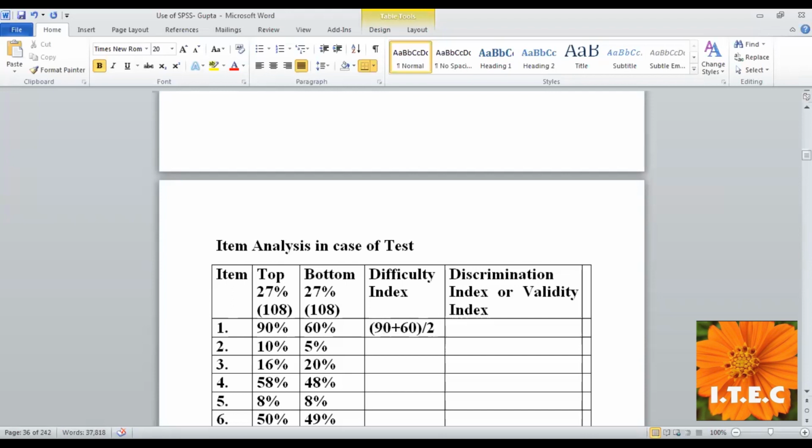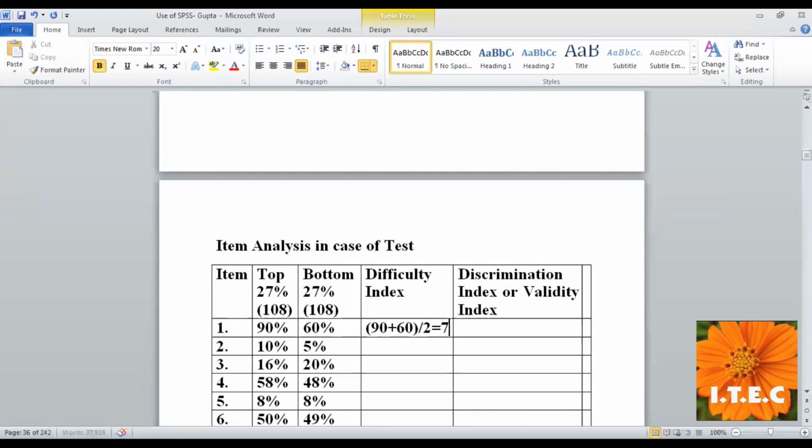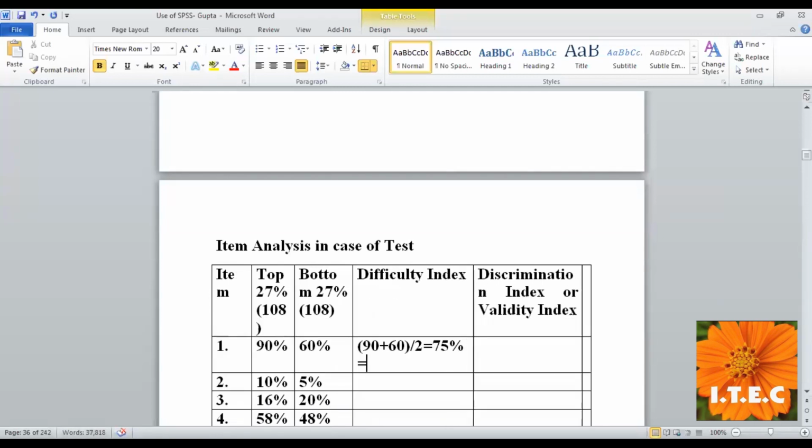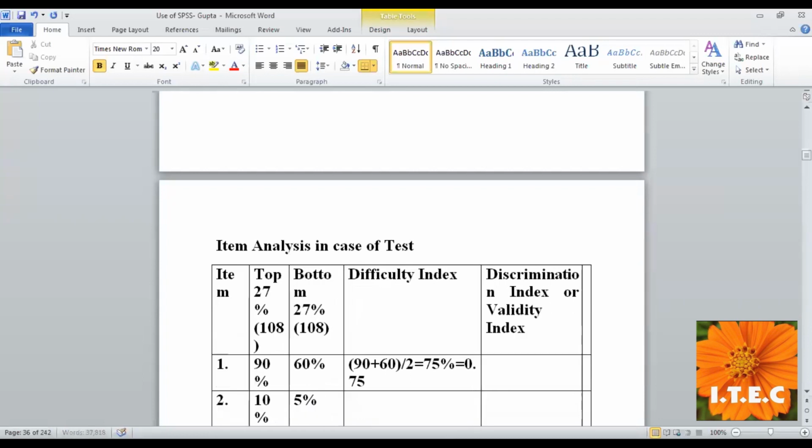So 90 plus 60 is equal to 150, and 150 divided by 2 is 75. So you can say 75%, or you can say 0.75. The choice is yours.